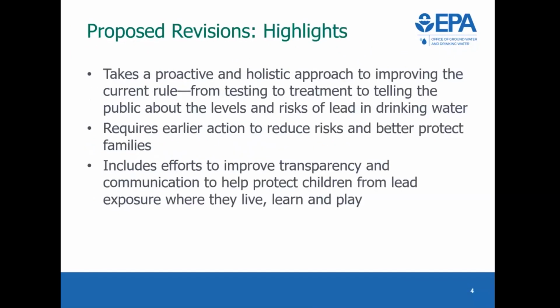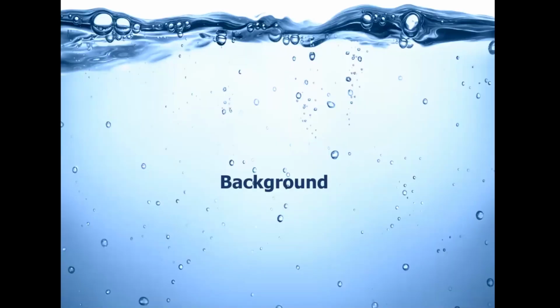These revisions are really taking a proactive and holistic approach to improving the current lead and copper rule. So they're looking at testing, they're looking at treatment, they're even making revisions to the public education materials supplied to individuals that talk about the levels of lead and exposure in drinking water and the risks to individuals from consuming that drinking water. Hopefully these proposed revisions will require earlier action to reduce risks of lead and better protect families. These revisions also hope to improve transparency and communication about that risk of exposure to lead and to help protect children.